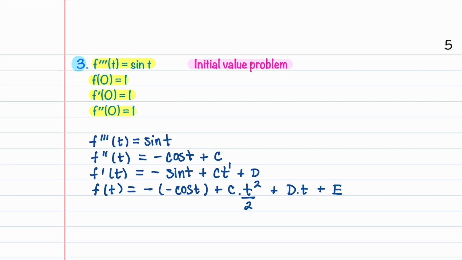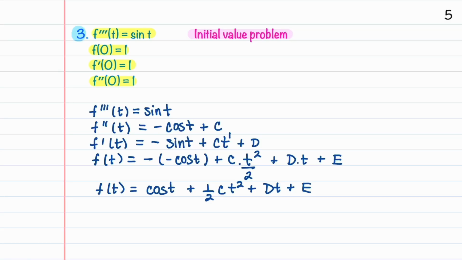One thing to keep in mind is if you are given a third derivative, when you find your original function, you are going to have 3 constants. The number of constants that you get is equal to the number of derivatives that you start out with. Now let's go ahead and simplify this. We have f of t is equal to cosine t plus 1/2 c t squared plus dt plus e.